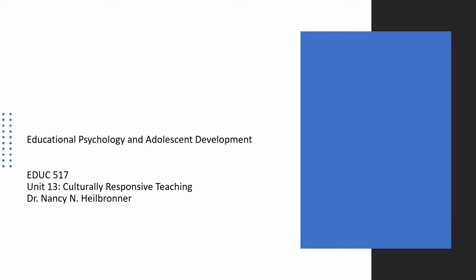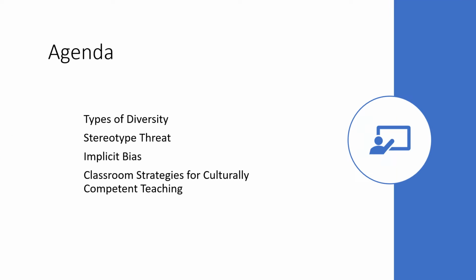Welcome students to Unit 13, the lecture for Culturally Responsive Teaching. Today we'll be talking about student diversity in all its forms. We'll be talking a little bit about stereotype threat, implicit bias, and discussing classroom strategies for culturally competent teaching.